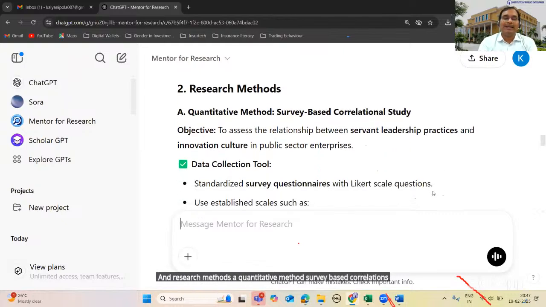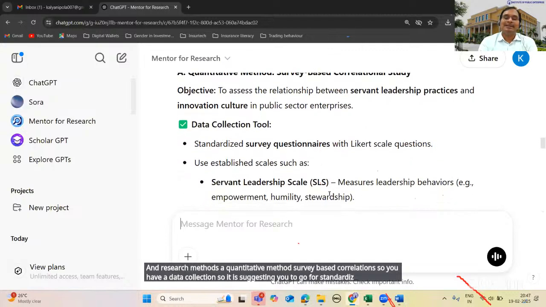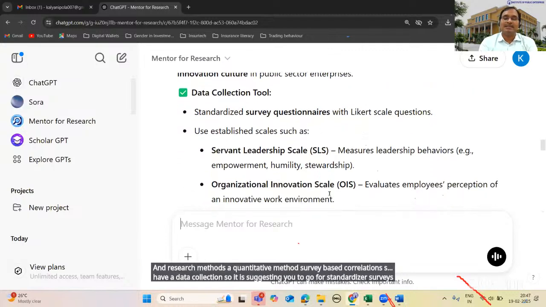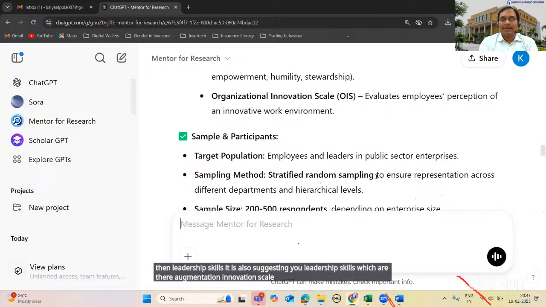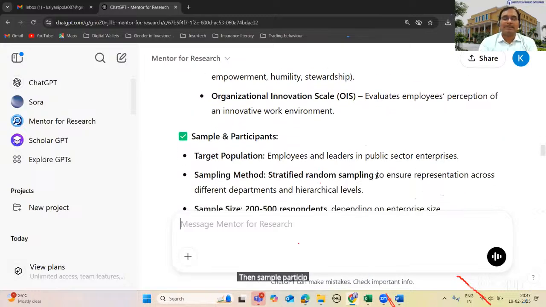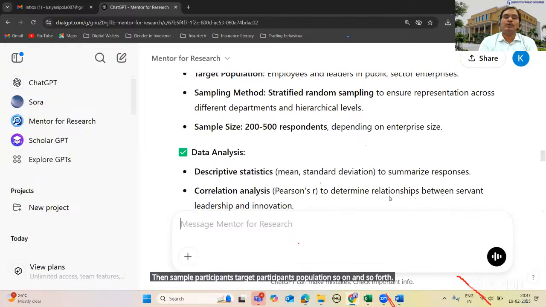So you have data collection. It is suggesting you go for standardized surveys. It is also suggesting leadership scales which are there, and an organizational innovation scale. Then sample participants, target participants, population, and so on. Then the sample size should be 200 to 500. It is suggesting a sample size also.